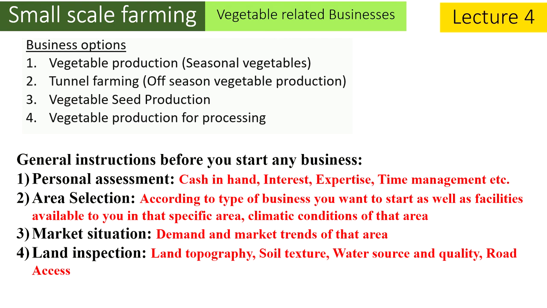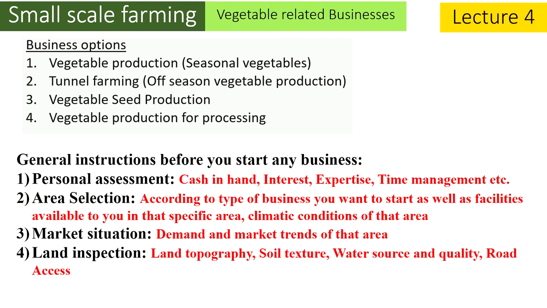There are different areas in Pakistan which are suitable for certain types of businesses. For example, potatoes are grown in Okara or its surrounding areas. Citrus is developed in Sargodha and its surrounding environment. So there are certain climatic conditions as well as certain facilities. For example, if you want to do a tunnel business, Kamalia region, Arifwala region, even Multan region. These are the major hubs where tunnel farming is practiced.